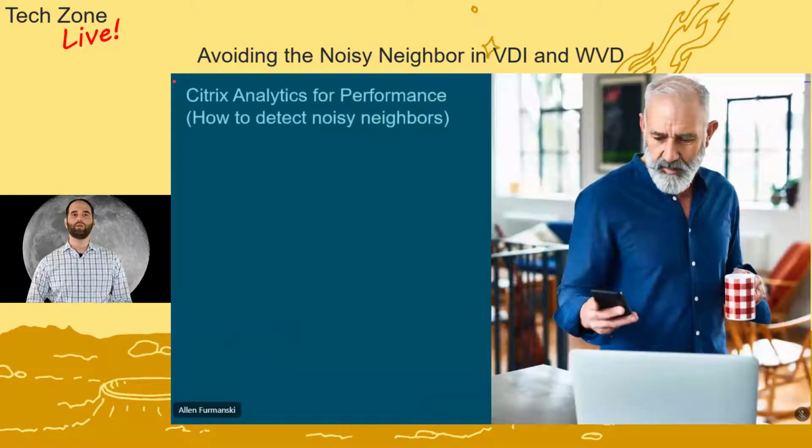All right, so now that we know what a noisy neighbor is from the Citrix perspective, how do we go about detecting the noisy neighbor? And there's a good chance that you have at least one or more noisy neighbors in your environment. Noisy neighbors tend to be knowledge workers or power users because we're giving them more, quote, instruments with which to work, but they can also be task workers as well.